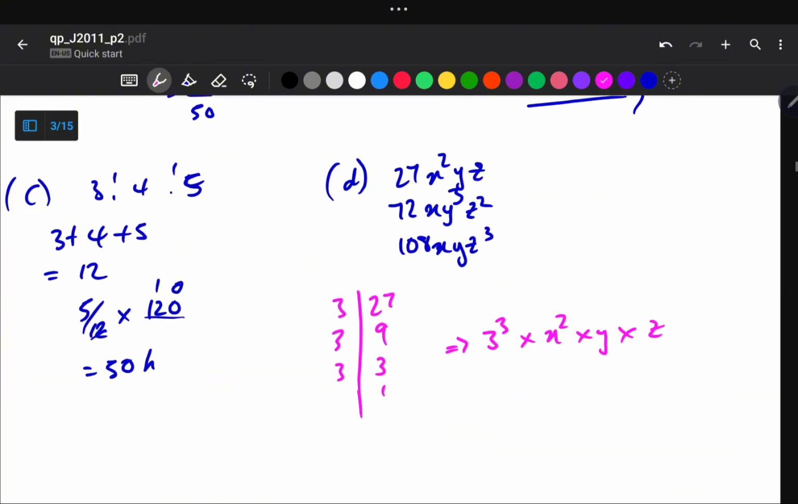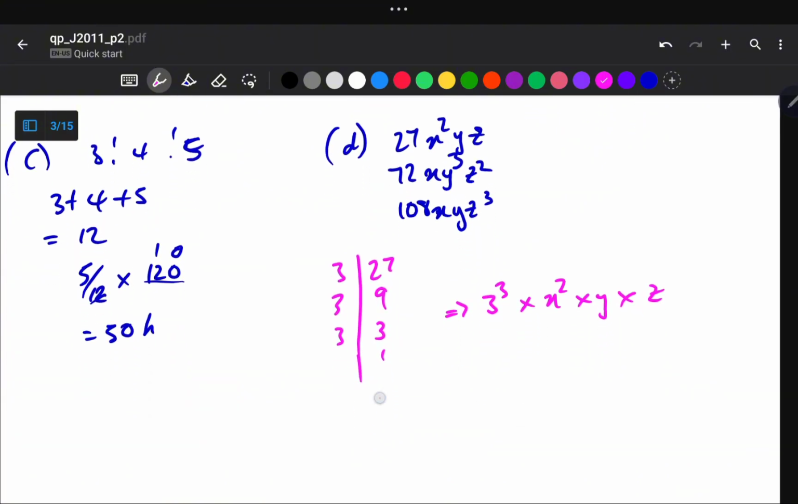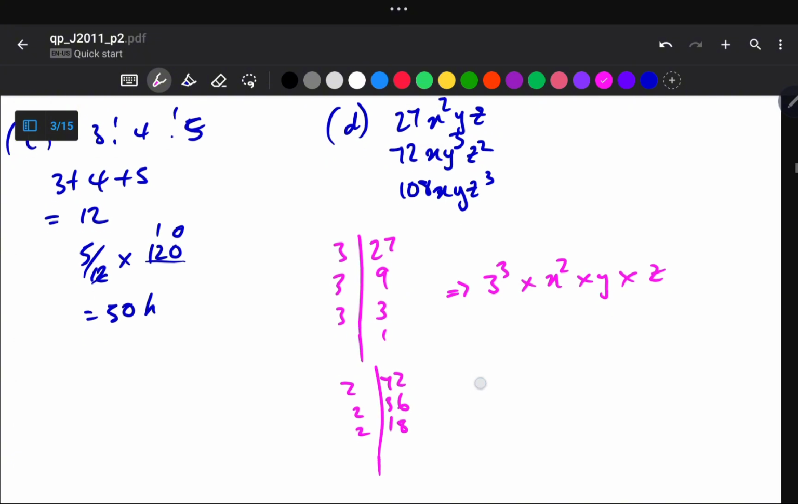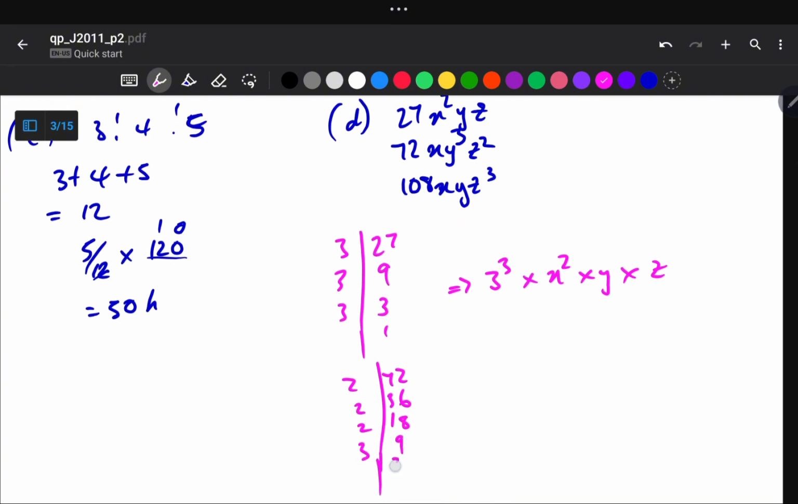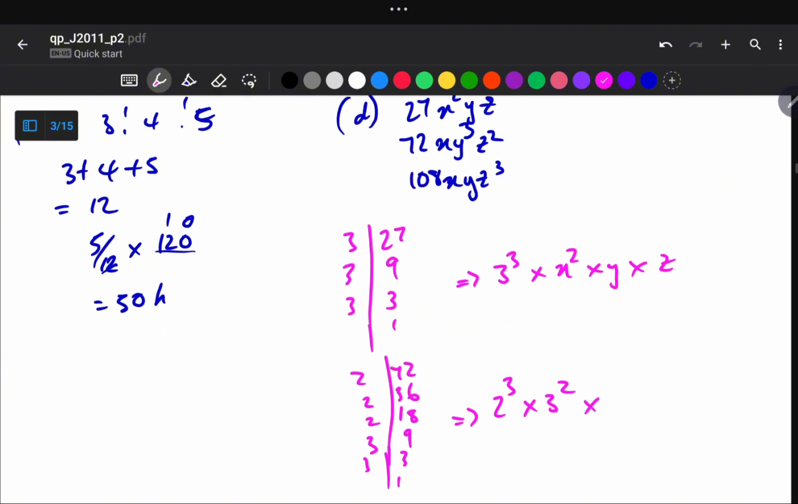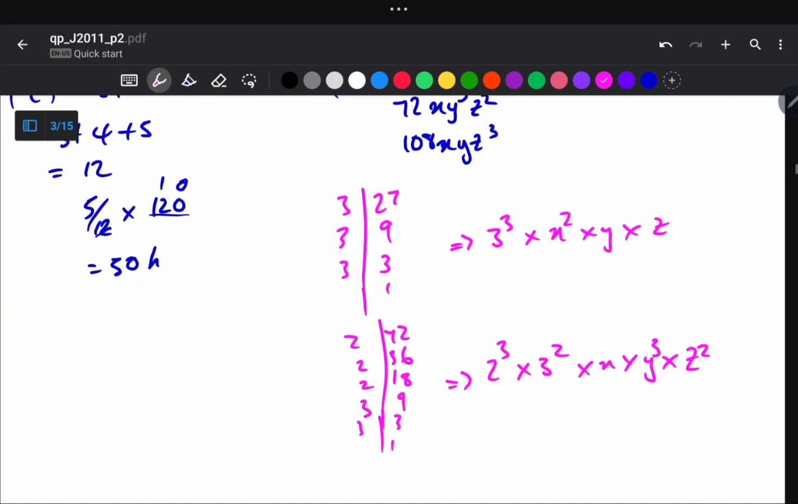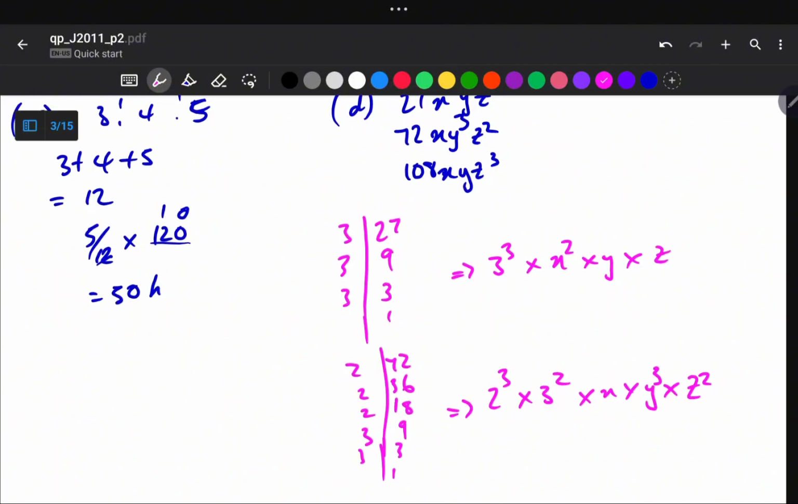Okay, and then for 72. 2 into 72 gives us 36, and 2 into 36 gives us 18. 2 into 18 gives us 9. 3 into 9 gives 3, and 3 into 3 gives us 1. So 72 is equal to 2 to the power 3 times 3 to the power 2 times x times y cubed times z squared. So this is our 72xy cubed z squared.